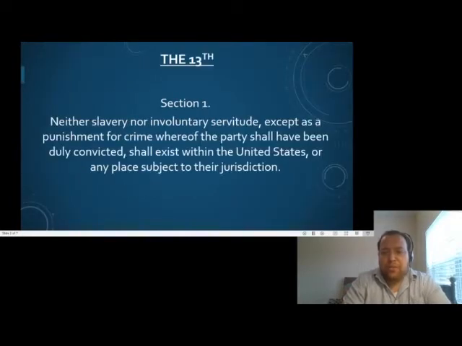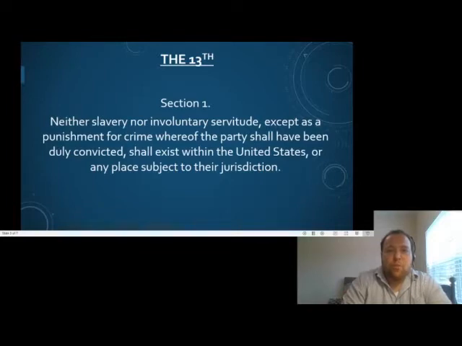The 13th Amendment was passed, effectively ending slavery. And this is what it has to say, and I want to read it with you here. Neither slavery nor involuntary servitude, except as a punishment for crime. This will be important later, this exception here, especially with the documentary I'm going to have you watch.